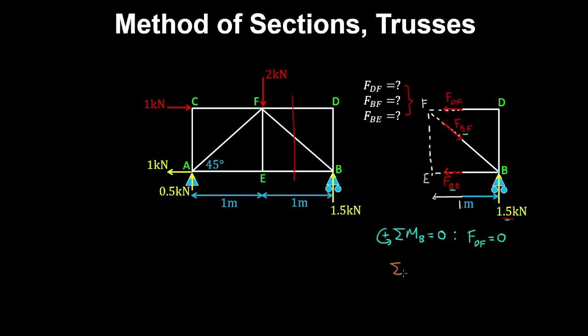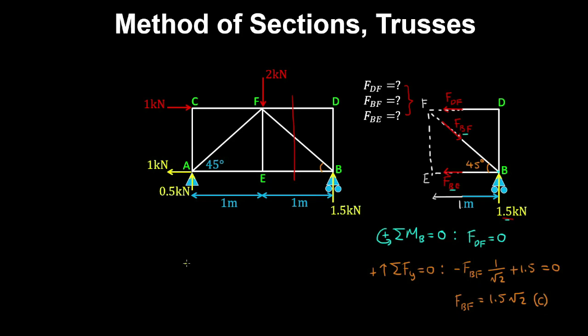And now if we take a vertical force equilibrium with upwards positive, and we know this angle in the truss is 45 degrees, then we have minus FBF sine 45 degrees to get the vertical component, which is 1 on root 2, plus the 1.5 kilonewton reaction is equal to 0. So that gives FBF is 1.5 root 2, and because it's compressing the member, this member is in compression.